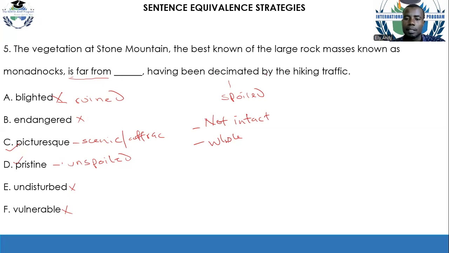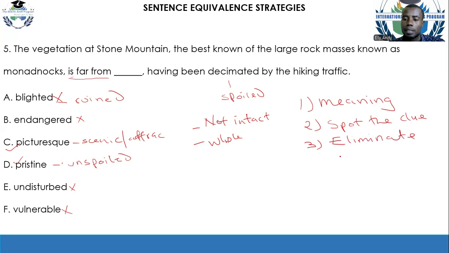So you can see with sentence equivalence questions, from the strategies we discussed in the beginning and from the examples we have tackled, first get the meaning of the sentence. Then spot the clue. Then finally, you can eliminate wrong answers.